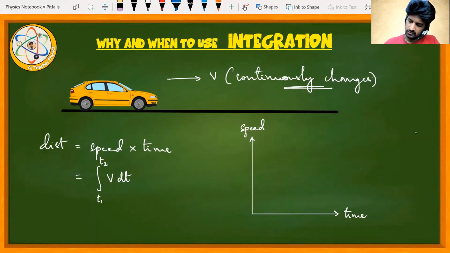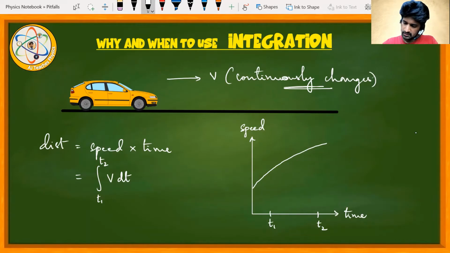Now let's consider this on a speed time graph. We need to assume a continuously changing speed. So I'm assuming the speed is continuously increasing like this. And let's say we need to calculate the distance covered by the car from the time t1 to the time t2. Now distance is speed multiplied with time, but the car does not maintain a constant speed over this interval.